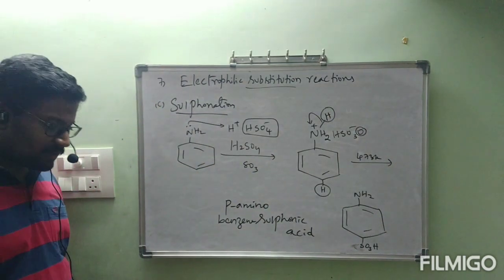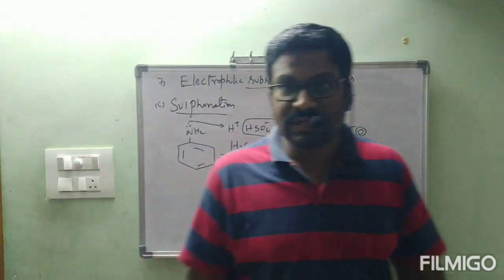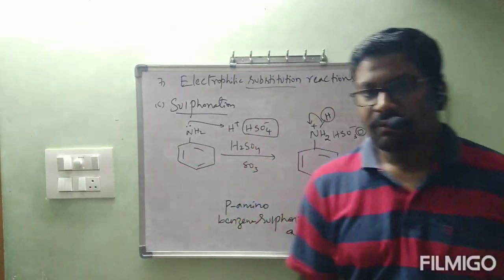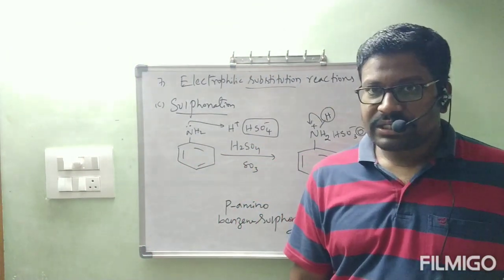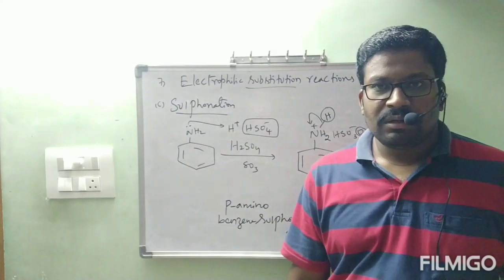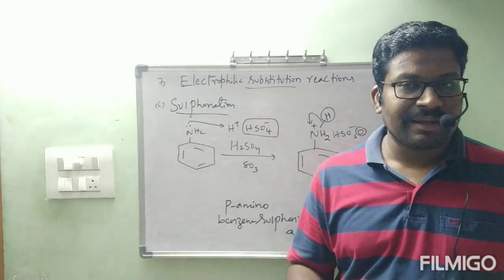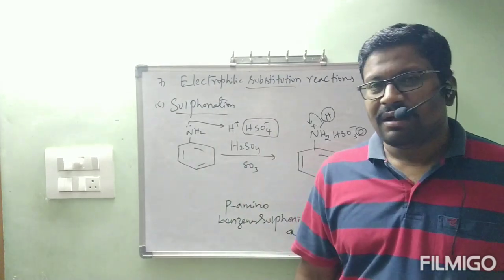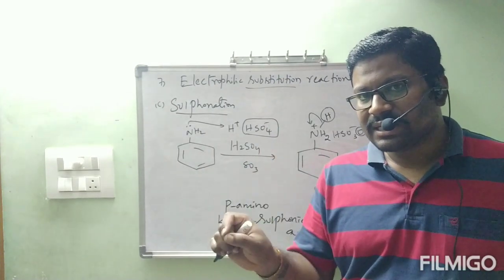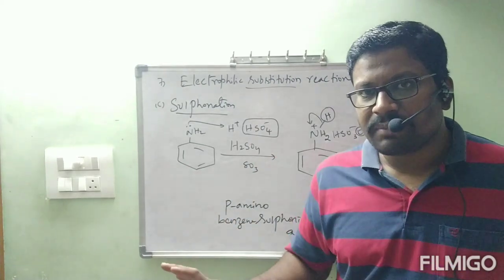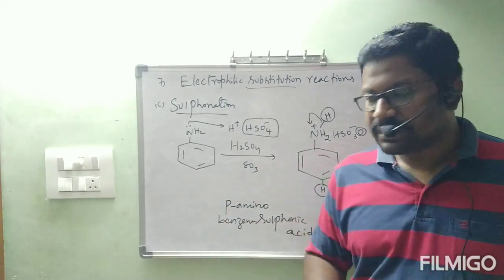Under electrophilic substitution reactions, first we have discussed bromination. Second one, nitration. Third one, sulfonation. Fourth and fifth, Friedel-Crafts alkylation and Friedel-Crafts acylation. Friedel-Crafts alkylation and Friedel-Crafts acylation will not be undergone by aniline. That reason we will see now. Let us see.